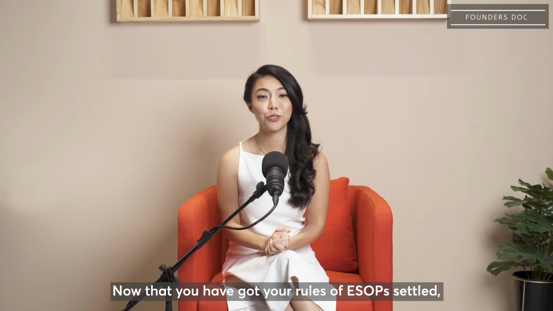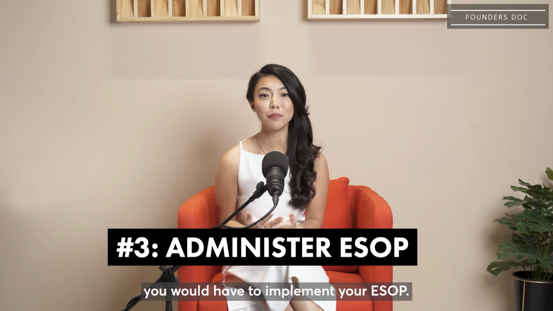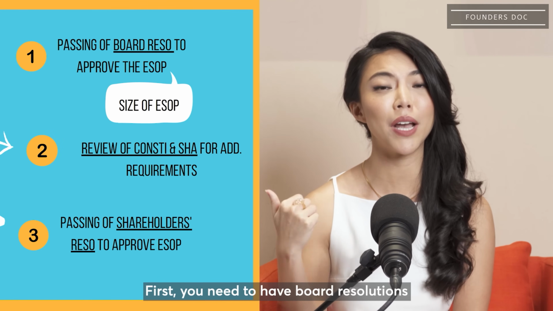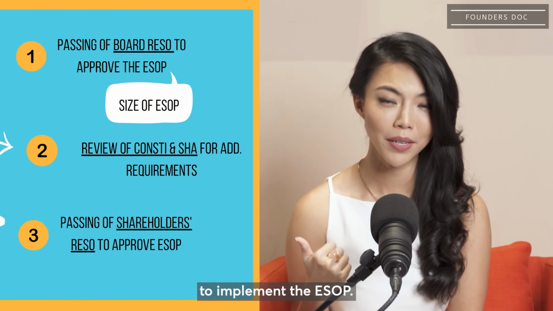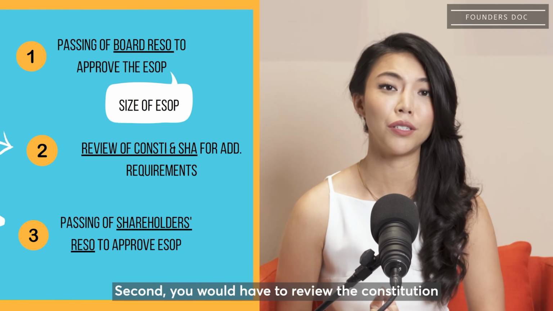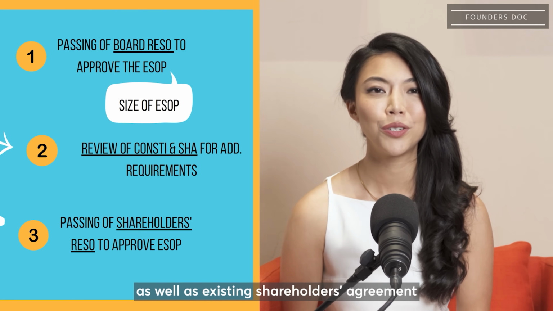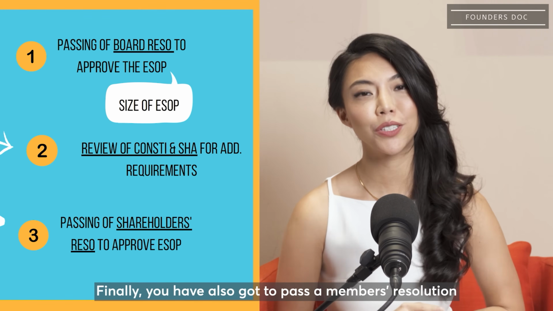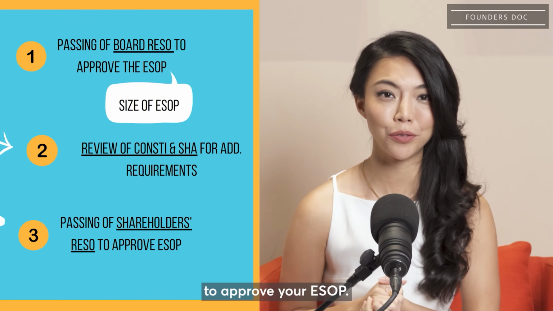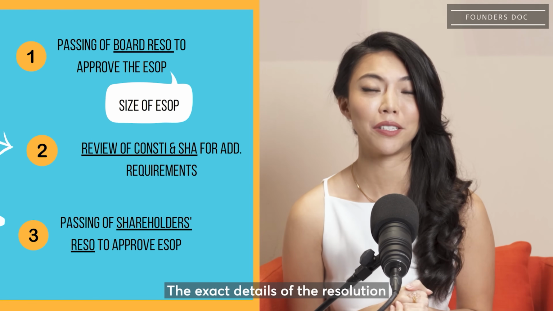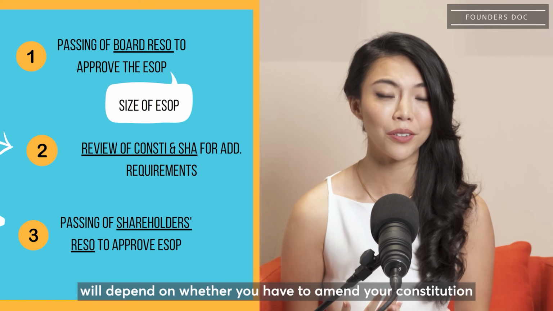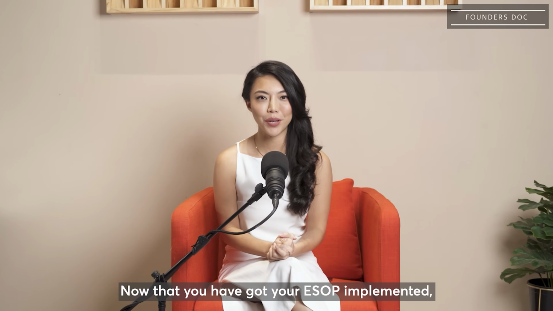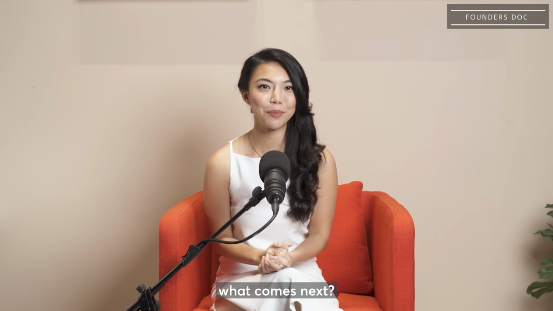Now that you've got your rules of ESOP settled, you would have to implement your ESOP. How do you do that? In 3 simple steps. First, you need to have board resolutions to implement the ESOP. Second, you have to review the constitution as well as existing shareholders agreement to see what kind of consents and approvals are required. Finally, you've also got to pass a members resolution to approve your ESOP. The exact details of your resolution will depend on whether you have to amend your constitution to reflect the new class of ESOP shares.